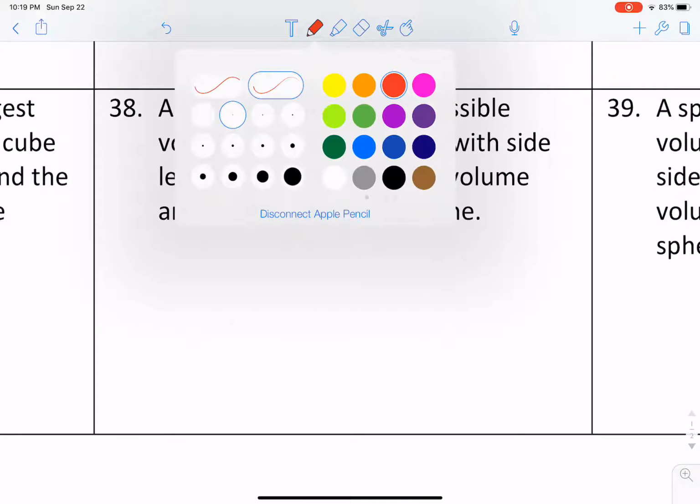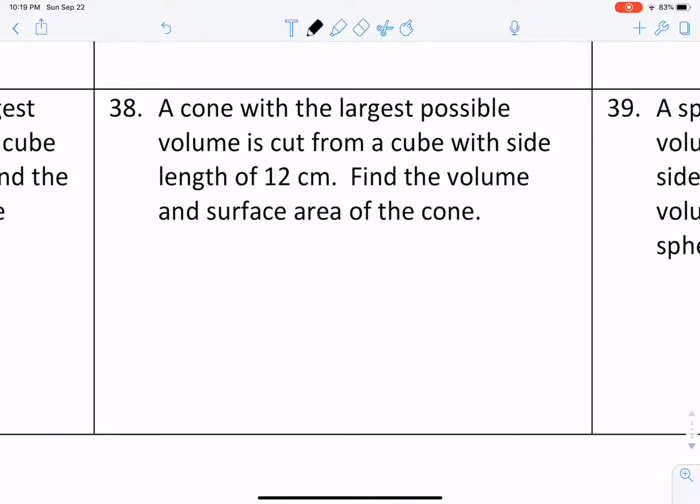A cone with the largest possible volume is cut from a cube with side length of 12 centimeters. Find the volume and surface area of the cone. So we'll start by sketching a picture and visualize what's going on here.